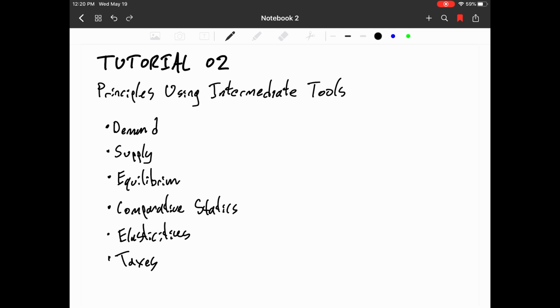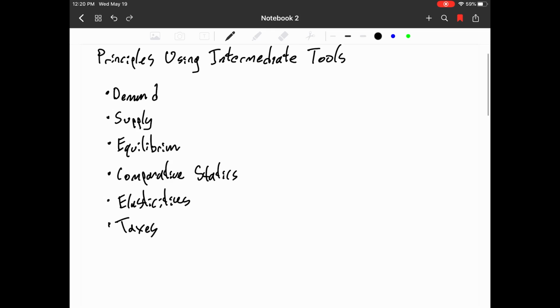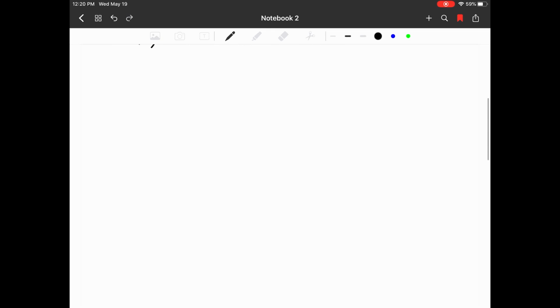I'm going to assume most of you have a pretty good conceptual understanding of each of these topics. So the main goal of what we're doing here is just to introduce new mathematical approaches to familiar topics. So let's first review demand.